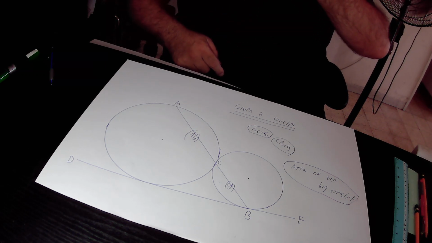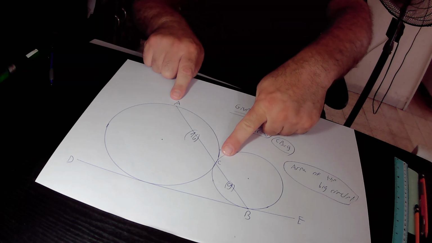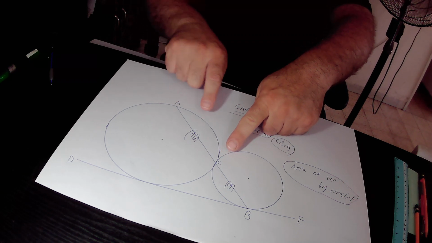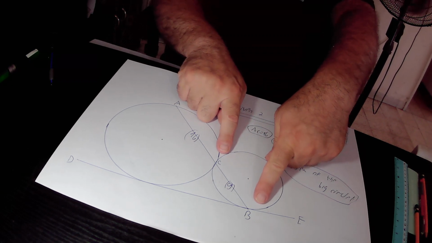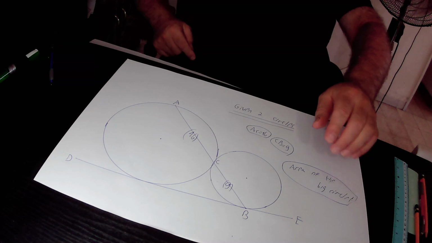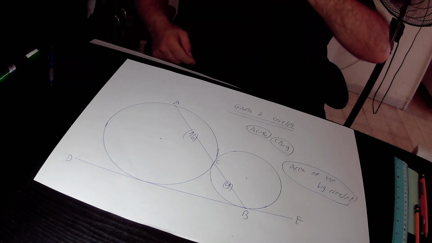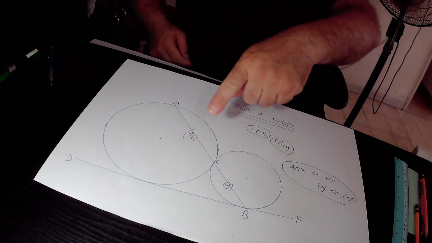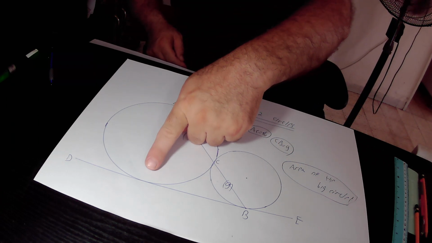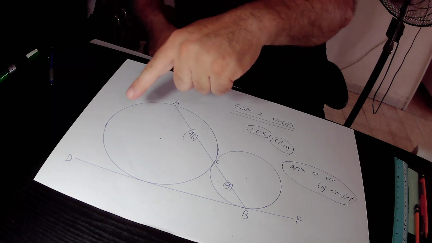In addition, we know that this is line segment AC, that is equal to 16 units in its length. This is line segment CB, that is equal to 9 units in its length. This is tangent DE, that is tangent to this small circle at point B, and tangent DE is tangent to the big circle at this point. Again, our mission is to find out the area of this big circle.